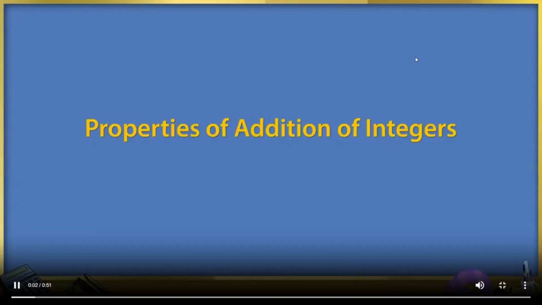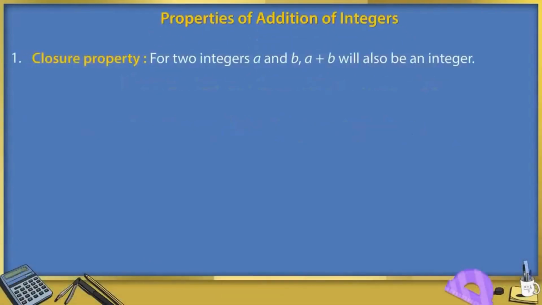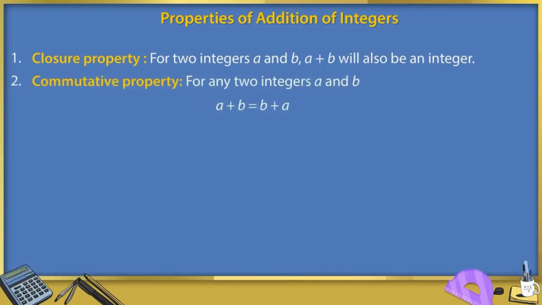Properties of addition of integers. 1. Closure property. For two integers a and b, a plus b will also be an integer. 2. Commutative property. For any two integers a and b, a plus b is equal to b plus a. Thus, addition of integers is commutative.